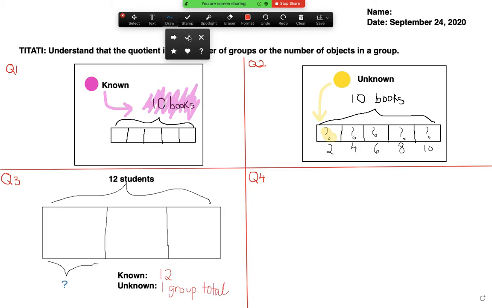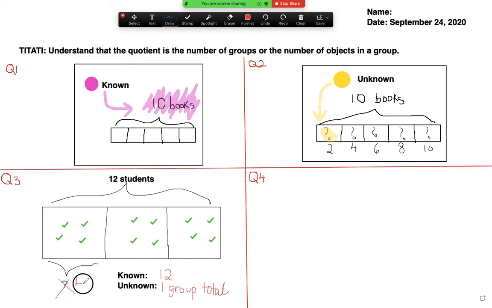Now, if you don't know that off the top of your head, no worries. Remember, we practice going like this, and we count up until we get to 12. 1, 2, 3, 4, 5, 6, 7, 8, 9, 10, 11, 12. How many are in each group? We have 4 in each group.